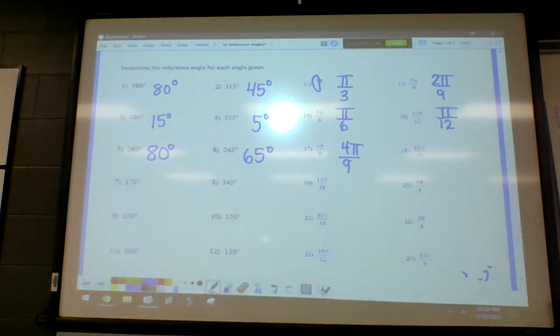Notice that the denominators never changed, did they? That's kind of a nice thing. If it's over 6, then it's over 6. If it's over 3, it's over 3. If it's over 4, it's over 4.